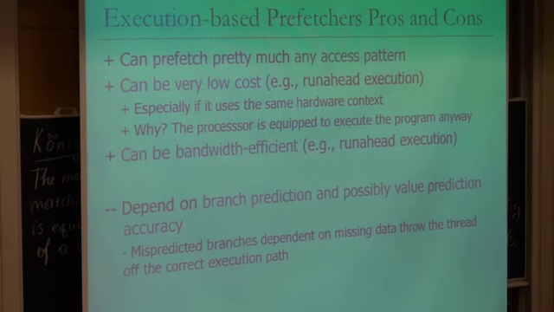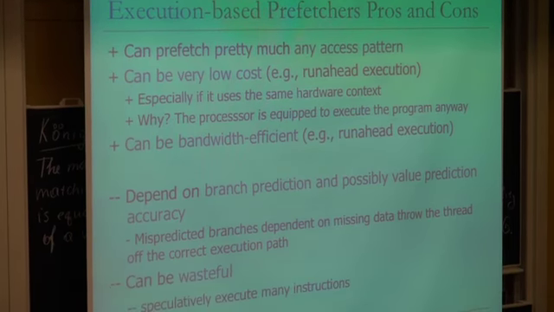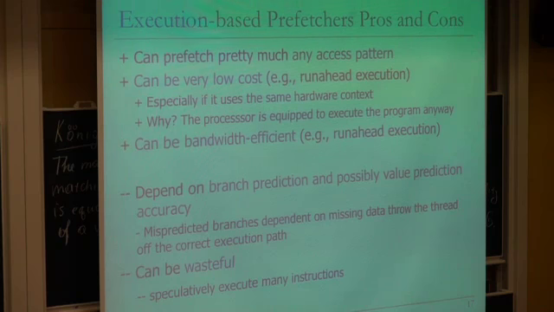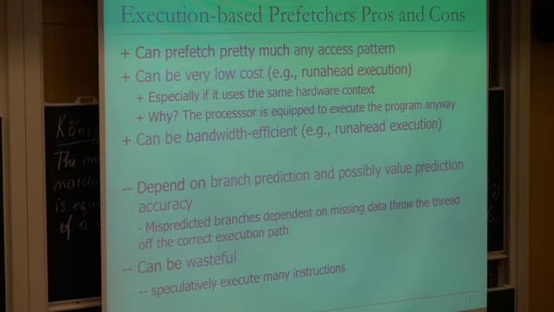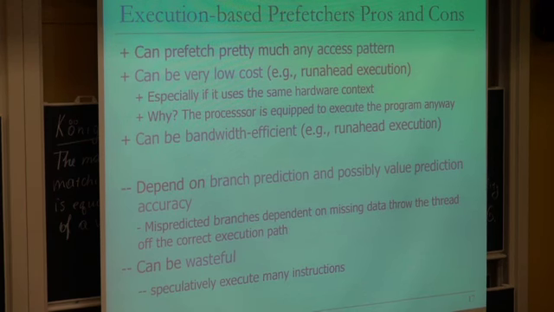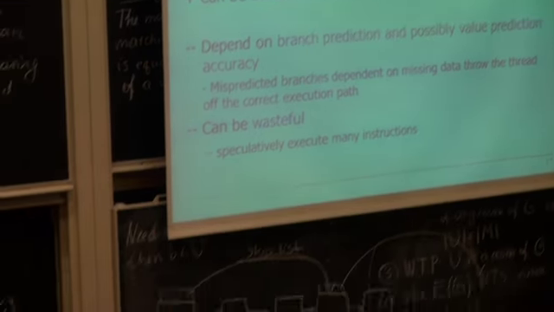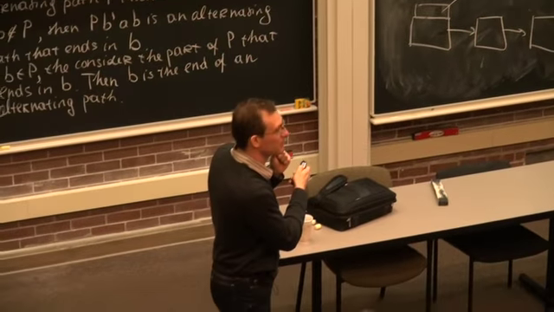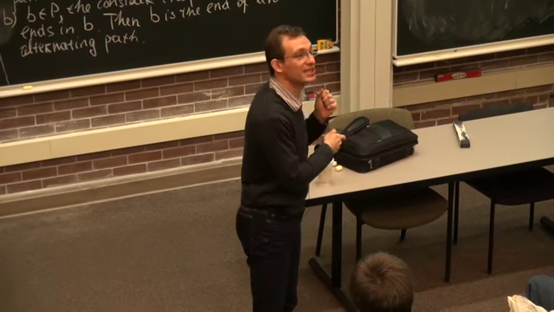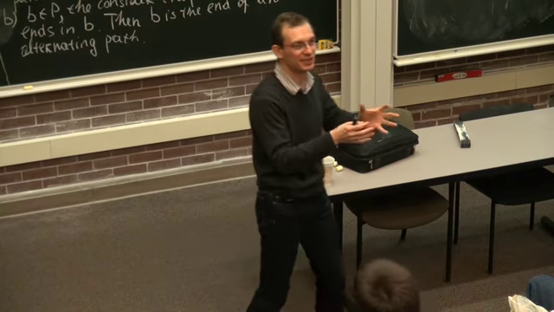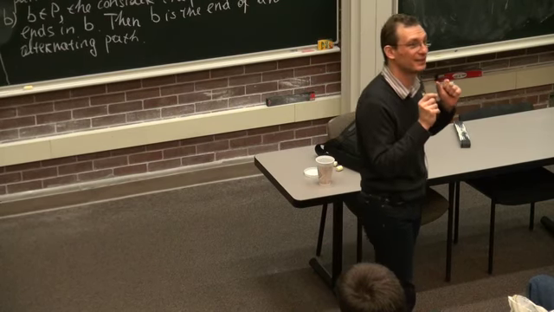That's also empirically shown. Execution-based prefetchers can be wasteful, like other prefetchers, but there's a difference from other prefetchers, like hardware-based stream prefetching, for example. Those don't execute instructions, right? Those don't take up instruction processing bandwidth. Whereas execution-based prefetchers, they do speculatively execute many instructions, and they do exercise the core portion of the processor. So they're more power hungry, if you will, potentially.